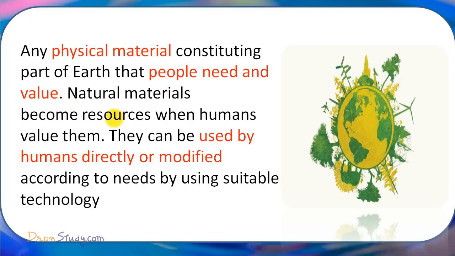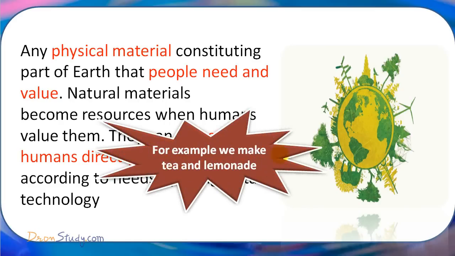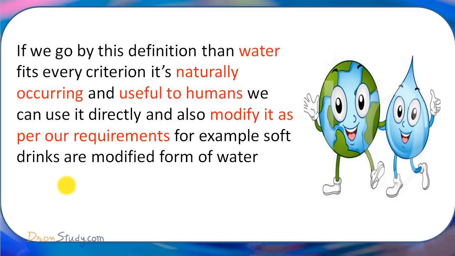Natural materials become resources when humans value them. They can be used by humans directly or modified. Now for example, let's take water. We can drink water directly and we can add tea leaves to it and make tea. We can add lemon and sugar to it and make lemonade too. So we can use it directly or we can modify it according to our needs and by using a suitable technology. See here, for example, we can make tea and lemonade, which is not pure form of water, which is the modified form. So now we have understood what is a resource and we have understood what is water.